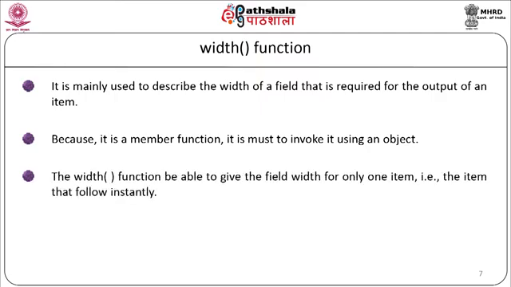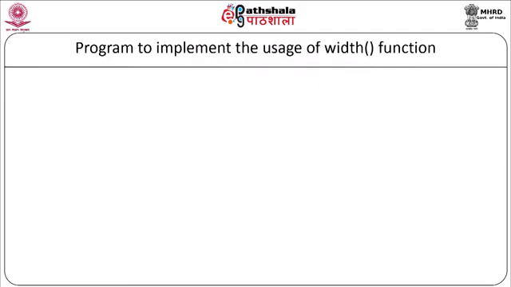The width function can give the field width for only one item, that is the item that follows immediately. The syntax is cout.width(w), where w is the field width, that is the number of columns. Now let's see a program to implement the usage of the width function.